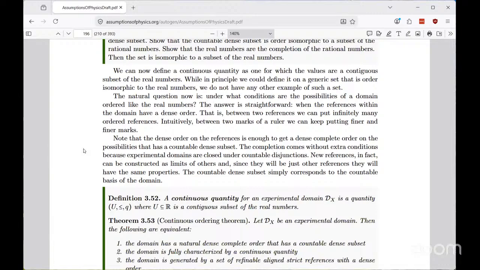Note that the dense order on the references is enough to get a dense complete order on the possibilities that has a countable dense subset. The completion comes without extra conditions because experimental domains are closed under countable disjunctions. New references, in fact, can be constructed as limits of others, and since they will be just other references, they will have the same properties. The countable dense subset simply corresponds to the countable basis of the domain.